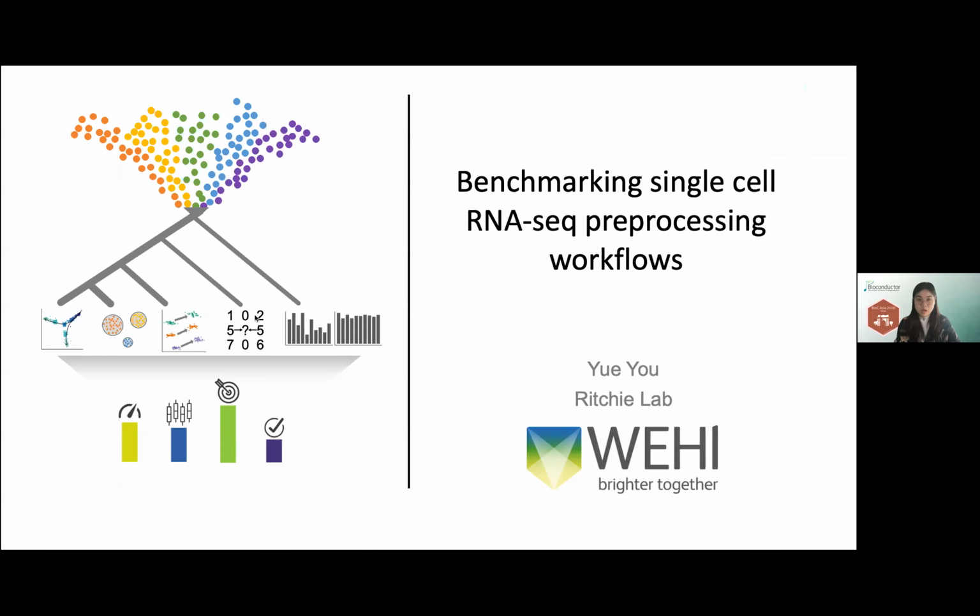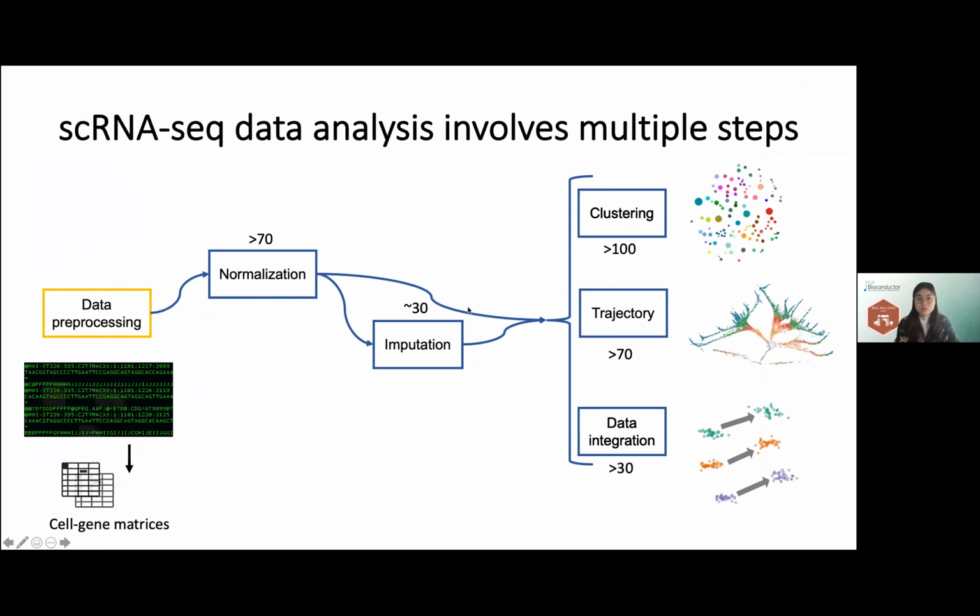Today I'm going to talk about benchmarking single-cell RNA-seq preprocessing workflows. So basically, when we are trying to analyze single-cell RNA-seq datasets, there are multiple steps involved. Firstly, we start from the raw FASTQ files, and we process them into a cell gene count matrix, and this is what we define as data preprocessing here.